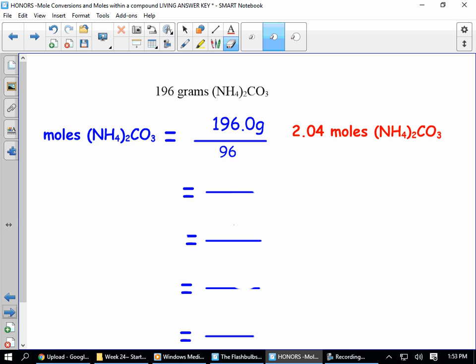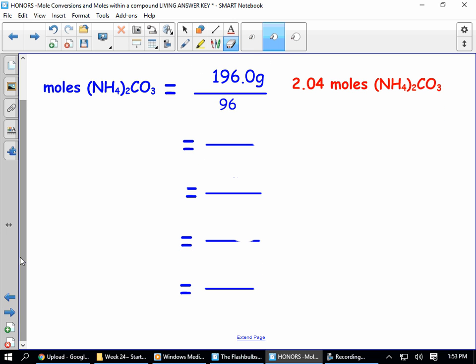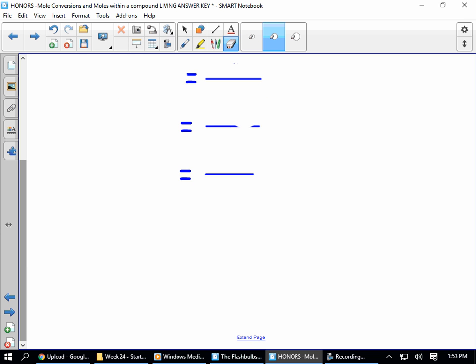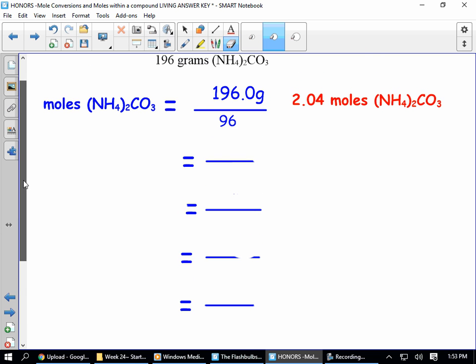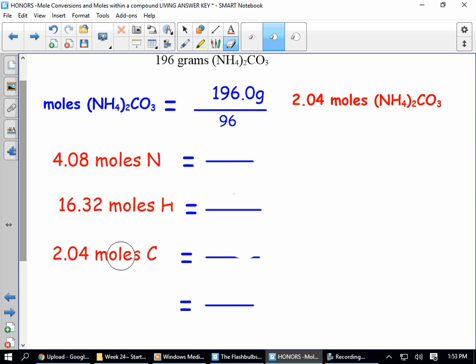Now I've got 4 elements to worry about today, already my 4th one yet. Okay. What we're going to do here, so I have my nitrogen. So I'm going to do 2 times this to get my nitrogen. I'm going to do 8 times 2.04 to give me my hydrogen. I'm going to do 1 times 2.04 to get me my carbon. And then I'm going to do 3 times 2.04 to get me my oxygen.